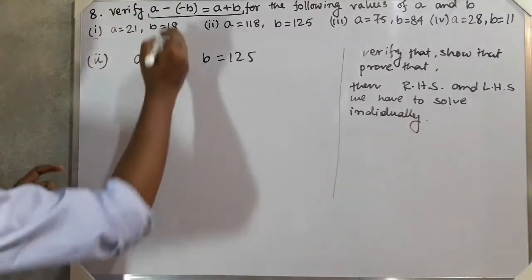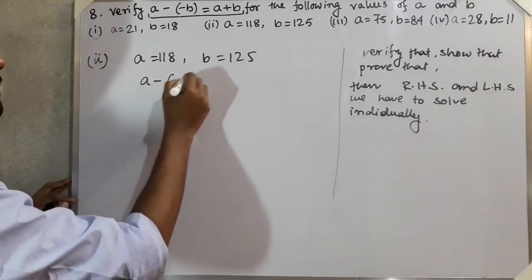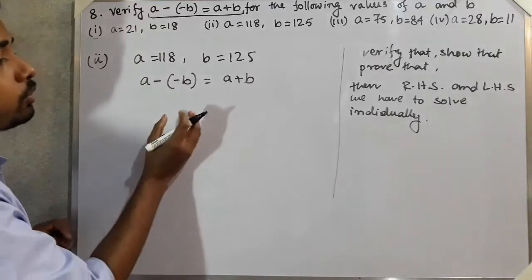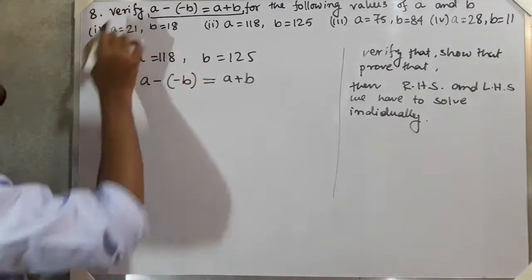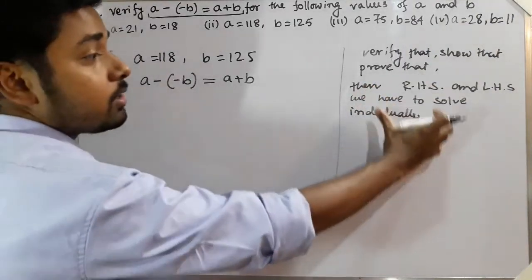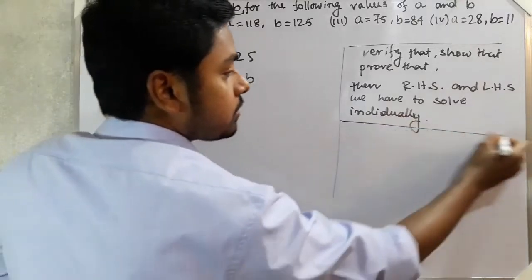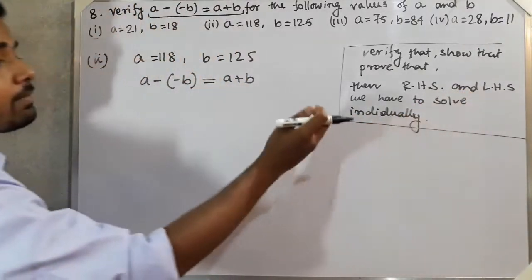We are given this condition, and we have to check this condition individually. Why? Because it is given verify. This is the rule for verify that, prove that, show that type of questions. Only for this type of questions you have to solve the right hand side and left hand side separately.